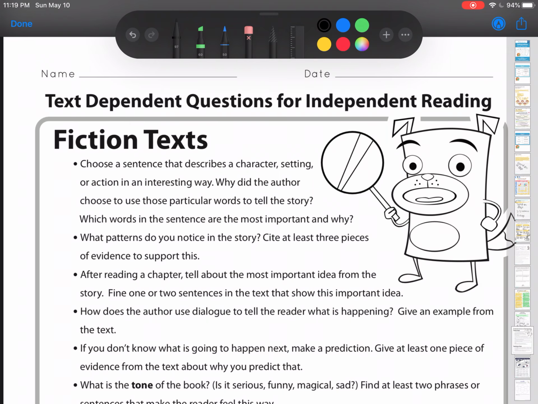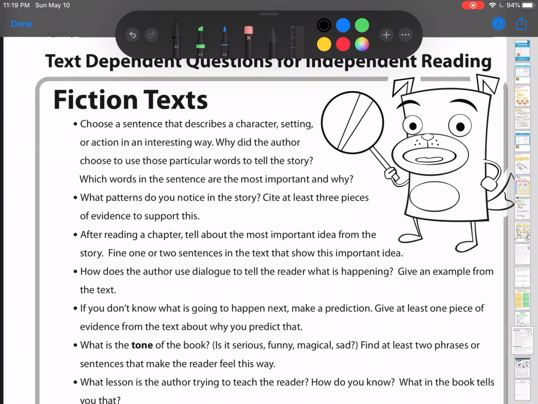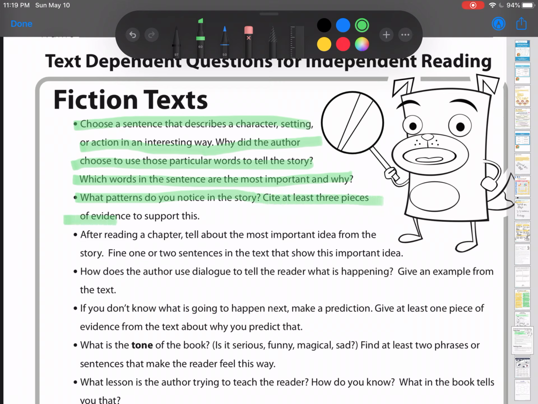Text-dependent questions for independent reading. Fiction text. Choose a sentence that describes a character's setting or action in an interesting way. What did the author choose to do in those particular words to tell a story? Which words in the sentence are most important and why? What patterns do you notice of the story? Cite at least 3 pieces of evidence to support this.